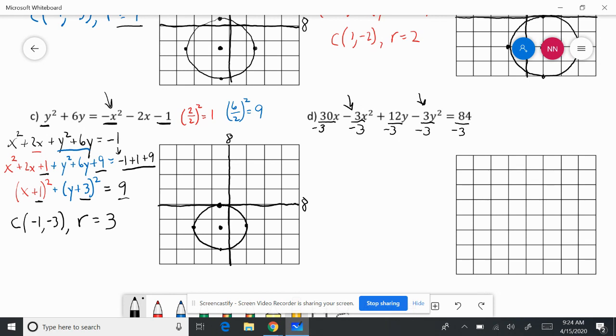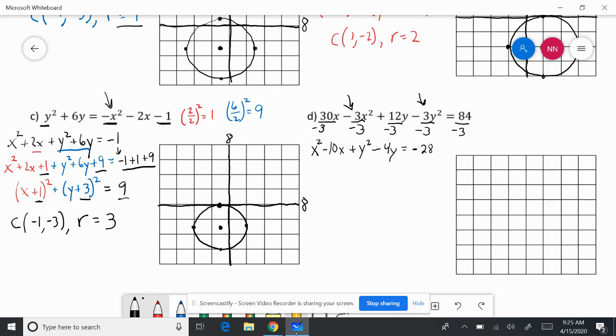And then what I'm going to do is arrange them in the order that makes it best for completing the square. So I'm going to put my x squared first. Then I'm going to put my x. So that's a -10x. Next thing I'm going to do is put my y squared and my y. And I'm going to set that equal to my constant value, which is -28.